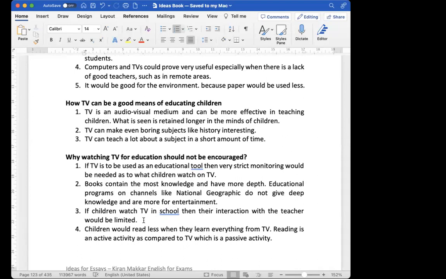If children watch TV in school, then their interaction with the teacher would be limited. Children would read less when they learn everything from TV. Reading is an active activity as compared to TV, which is a passive activity. So I hope these points are clear to you. Any point which you need me to expand on, I'll be happy to do that.